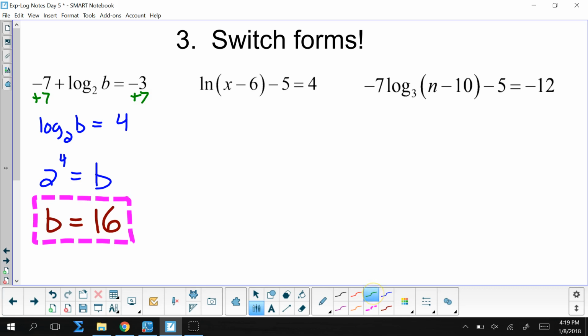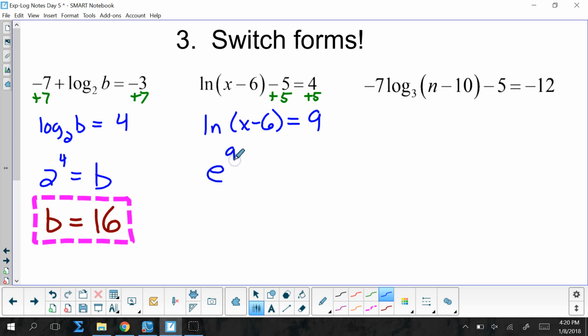On this next one, I would first add 5. That gives me the natural log of x minus 6 is equal to 9. Switch forms. Natural log, remember, is log base e. So e is my base, 9 is my exponent. That's going to equal x minus 6. If I add 6 to both sides, that gives me e to the 9th power plus 6 is equal to x.